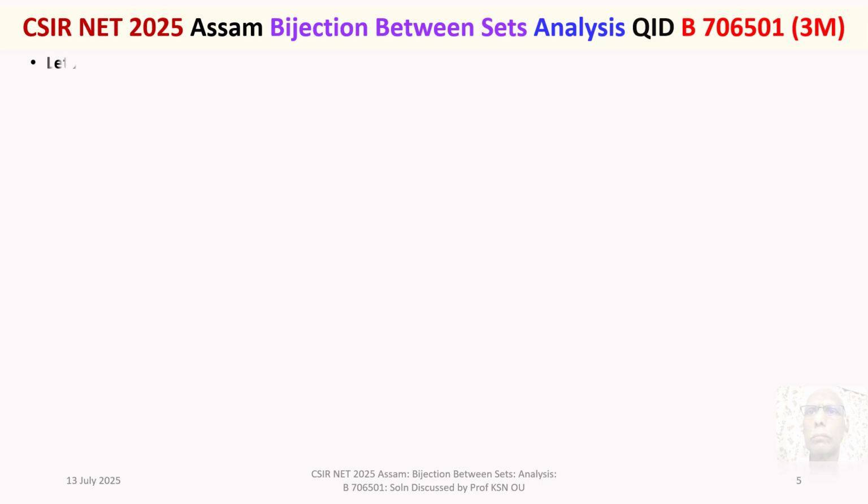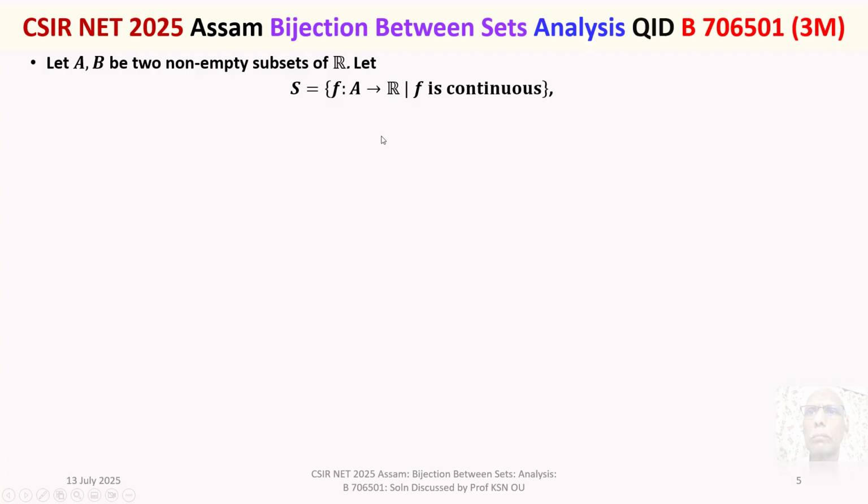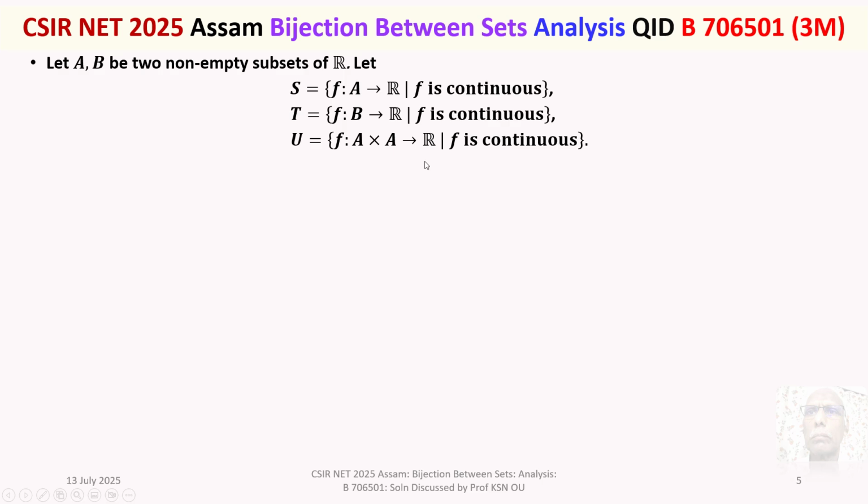Right. The given question is, let A, B be two non-empty subsets of R. Let S be the set of all continuous real valued functions defined on A. Capital T is the set of all continuous real valued functions defined on B. U be the set of all continuous real valued functions defined on A cross A, the Cartesian product of A with itself. Which of the following statements is true?